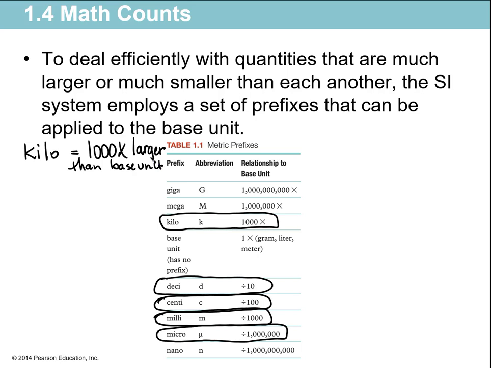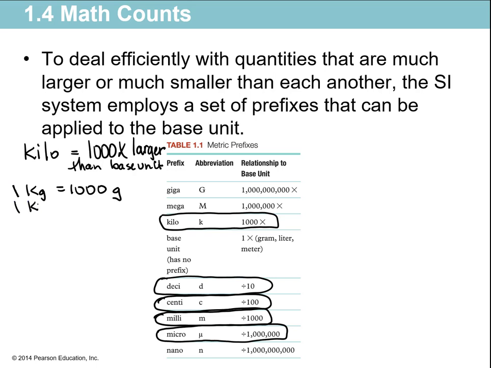So if I want 1 kilogram, that is going to equal 1,000 grams because kilo is bigger. So kilo is like 2.2 pounds, whereas a gram is like a teaspoon. So it takes like 1,000 teaspoons to make a kilogram. So I'd have to weigh out 1,000 of those to get to the kilogram.